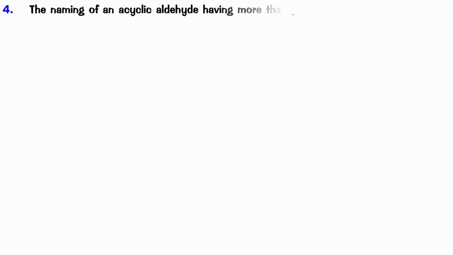The problem comes up when there are 3 aldehyde groups. Now it is not possible that all the 3 would occur at the beginning and the end, because beginning and end is only 2. So where would the third one go? When you have the third aldehyde group, the naming becomes a little different, and it depends on where they are located. So the naming of an acyclic aldehyde having more than 2 aldehyde groups is different from that having 1 or 2 aldehyde groups, as these are chain terminating groups.